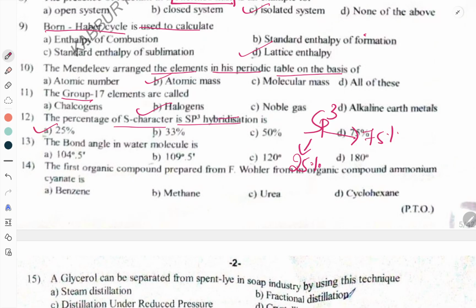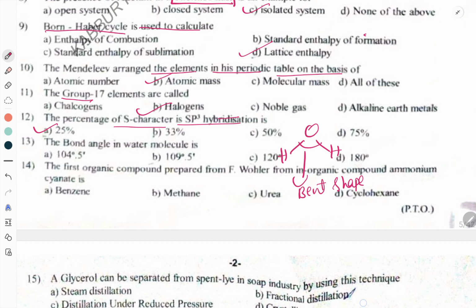Next, the bond angle in water molecule is. Already I discussed this bond angle in the previous year question paper, now also I am discussing. If you take the water molecule, what is the shape of this one? The shape is bent, not linear. That's why the bond angle of the water molecule is 104 degree 5 minutes.